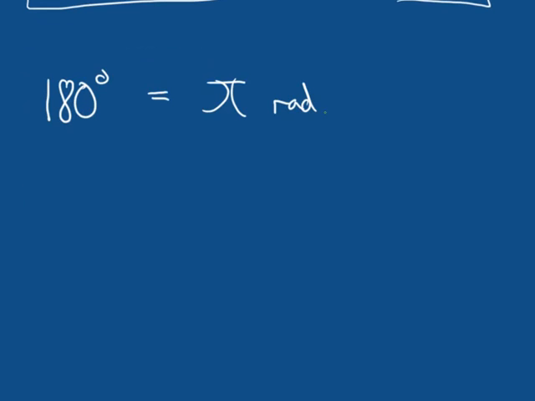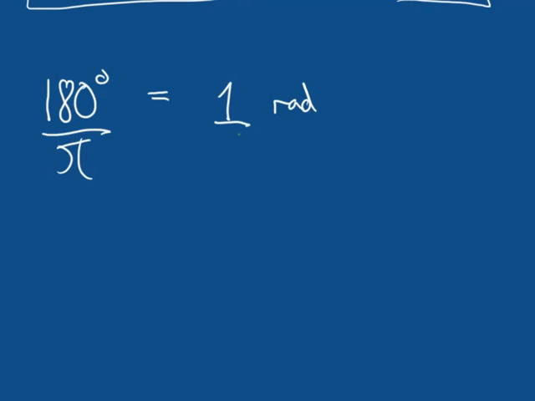Well then, how do we find what 1 radian is equal to in degrees? Well, if we have pi radians over here, we need to divide by pi to get 1. If we're dividing this side by pi, we'd better divide our other side of the equation by pi. And that means 180 degrees divided by pi is equal to pi over pi. This cancels down and becomes 1. Which means that 180 degrees over pi is equal to 1 radian.